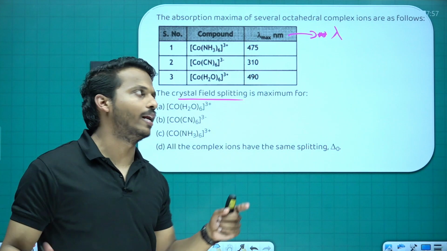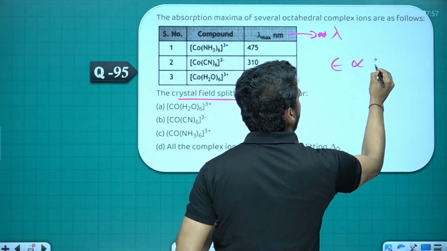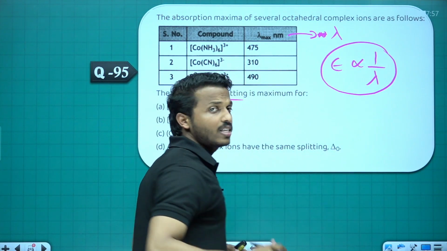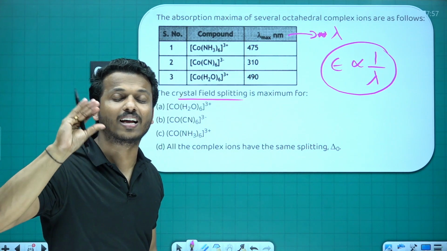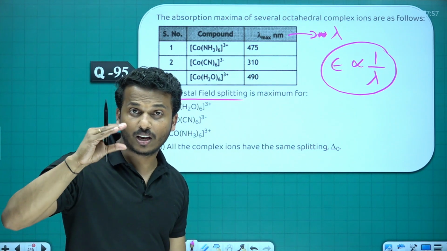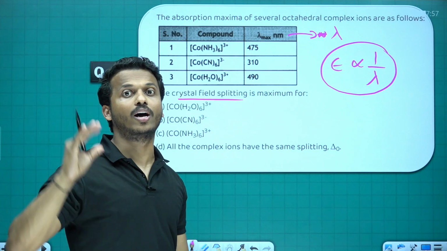Wavelength, how is it related to energy? Energy is inversely proportional to wavelength. It means the higher the wavelength, the weaker the ligand. Similarly, the lower the wavelength, the stronger the ligand.